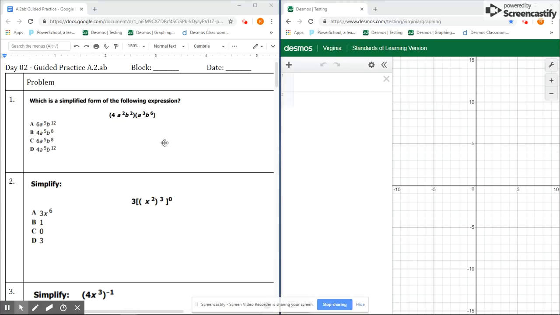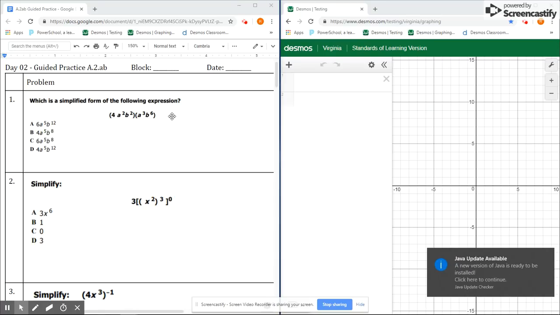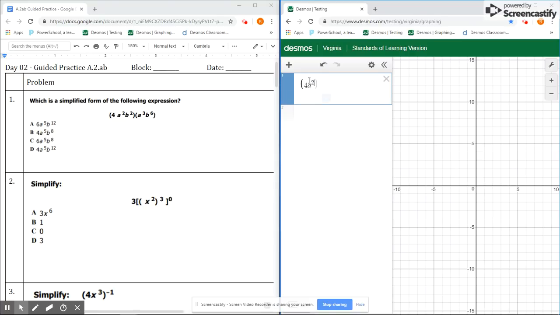All right, so there's an easy way to do this in Desmos, and it's just going to be type it in. So I'm going to go over here to Desmos. I'm going to type in exactly what I see. 4a squared b squared, parentheses, and then another set of parentheses, I have a to the third, b to the sixth, parentheses. All right, and notice again here, it asks me if I want to add sliders, and I'm going to click all. That way it gives me a number for both a and b.